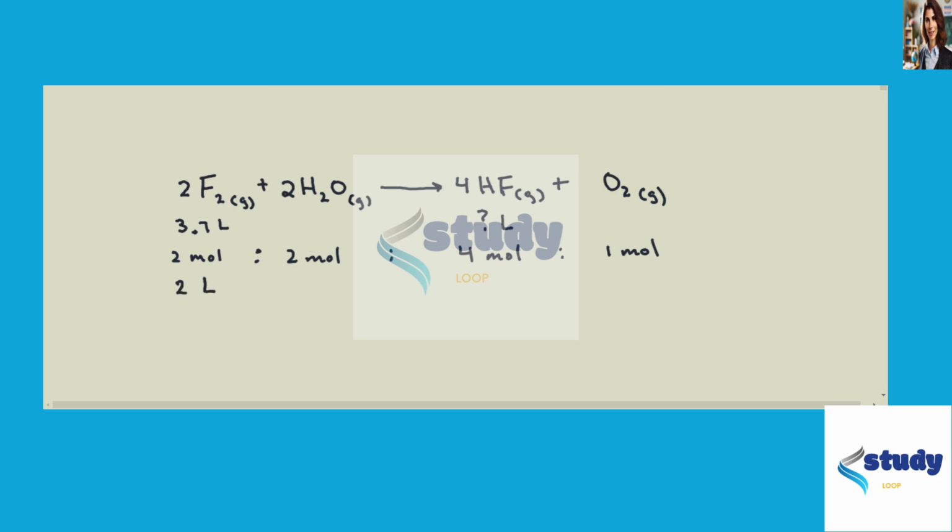In other words, 2 liters of fluorine gas react with 2 liters of water vapor, and they're going to produce 4 liters of the hydrogen fluorine and 1 liter of oxygen gas. All right, so we can use this volume ratio between fluorine and hydrogen fluorine to solve this problem. So let's go ahead and set this up. We are given 3.7 liters of the F2.